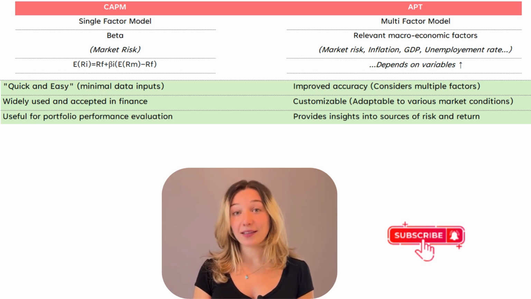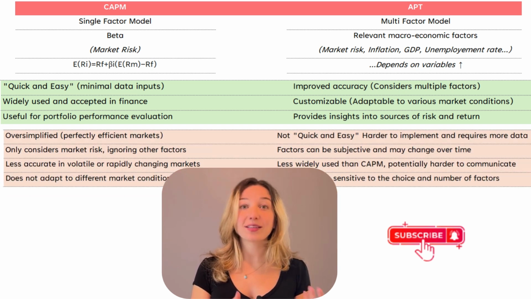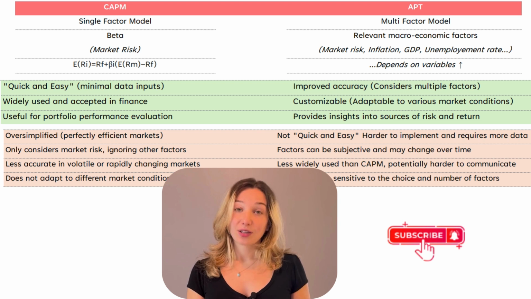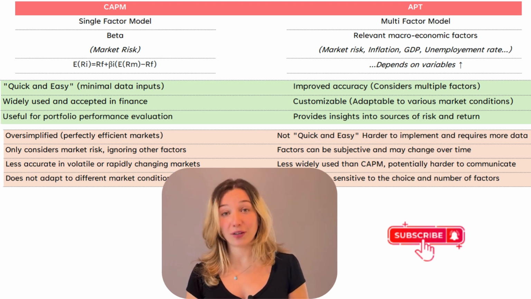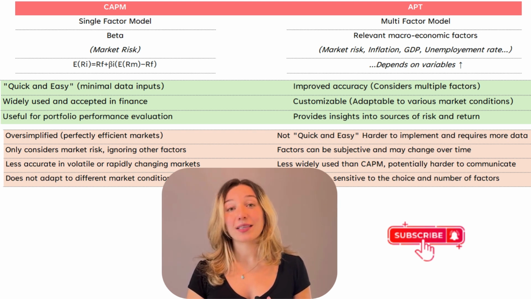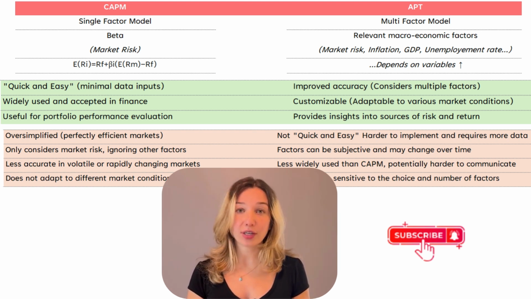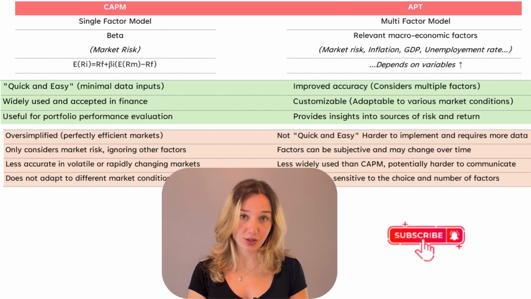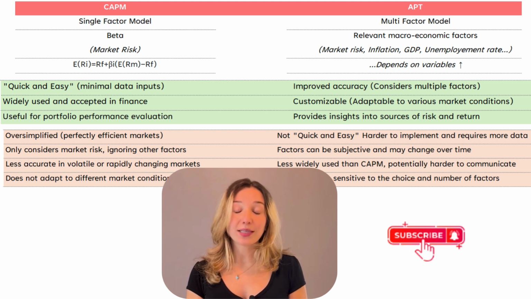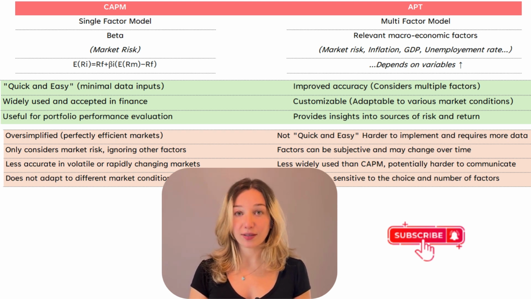On the con side, really the pros of one is the weakness of the other. So the capital asset pricing model is oversimplified because we're only looking at a single variable, which makes it less accurate, which means that if your shares are impacted by inflation, well, inflation is not going to be taken into consideration in your calculation. Also, it does not adapt to different market conditions.